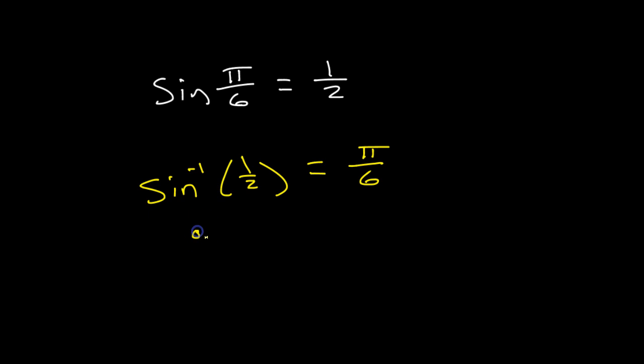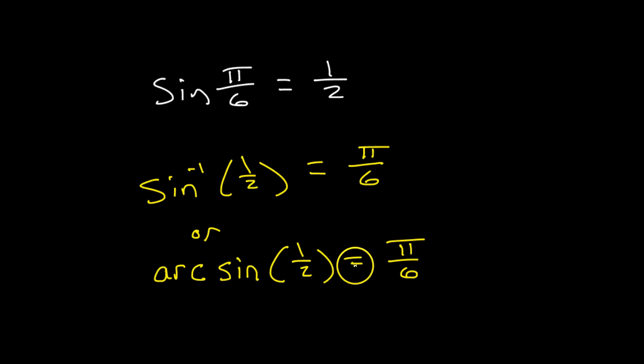Inverse trig functions are also written another way. Instead of the little -1, sometimes you will see it written with the arc in front, arcsine. That just means exactly the same thing. It's still the same as inverse sine. I'm still asking for the angle. What angle, if you took the sine of it, would give you 1/2? The answer would still be pi over 6.